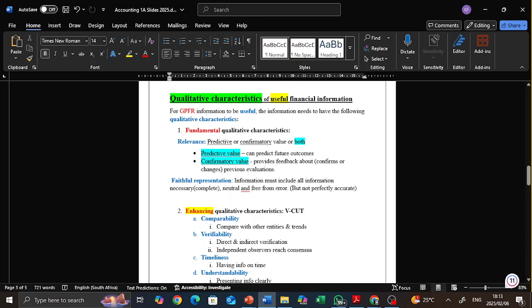For a qualitative characteristic to be fundamental, it needs to be relevant. What makes the information in our statements relevant? It should be able to predict future outcomes. If we own a company, we need to be able to project the future through our statements. We need to be able to look at our statements and say, these statements are telling us that in the next 2 years, we are going to be bankrupt, so let's close our business. We can visualize this because our financial statements are predictive. That is an example of predictive value.